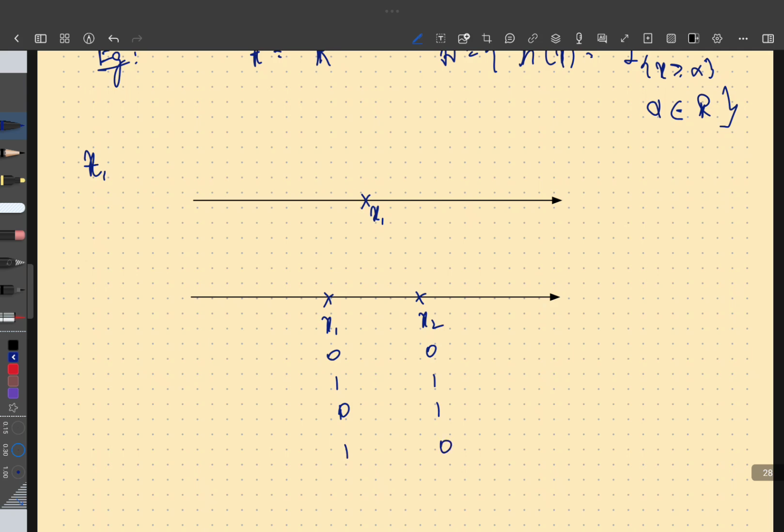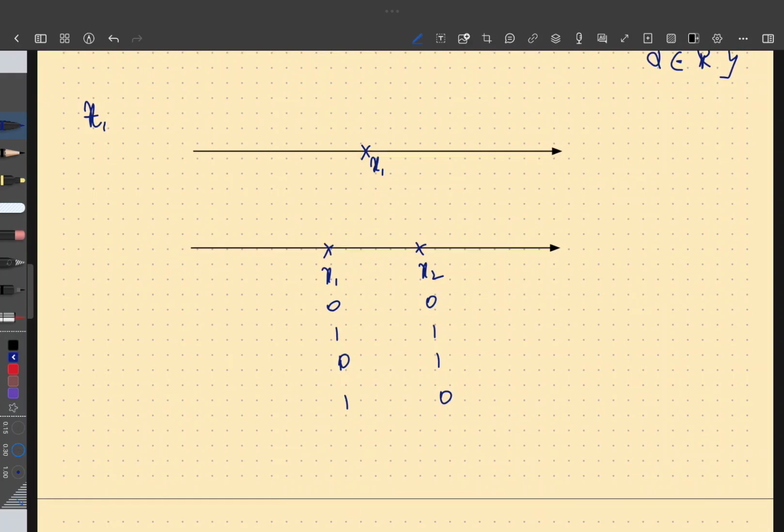But can I ever generate 1, 0? You can't, right? Because for x1 to be labeled 1, I should have an alpha that is strictly less than x1, which means that x2 is going to be labeled 1. And this holds true irrespective of how I choose x1 and x2. As long as I choose two distinct x1 and x2, it's impossible to generate 1, 0 using threshold functions. So no pair of points is shattered by H.